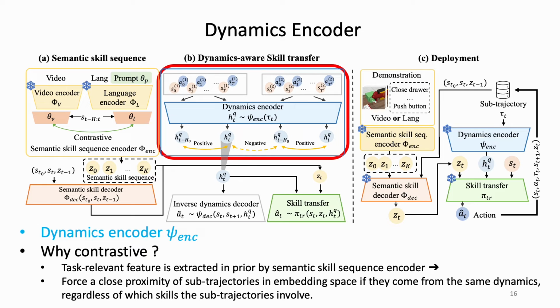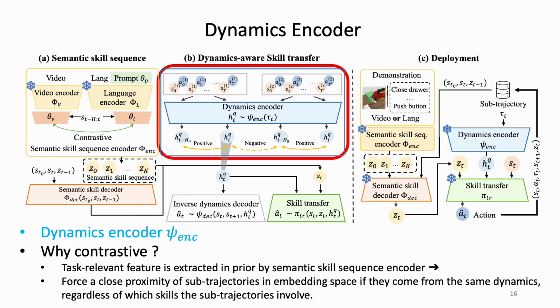The reason for employing contrastive learning stems from the fact that task-relevant features are extracted beforehand by the semantic skill sequence encoder. Therefore, we aim to ensure a close proximity of sub-trajectories in the embedding space if they originate from the same dynamics, regardless of the specific skills involved in the sub-trajectories.